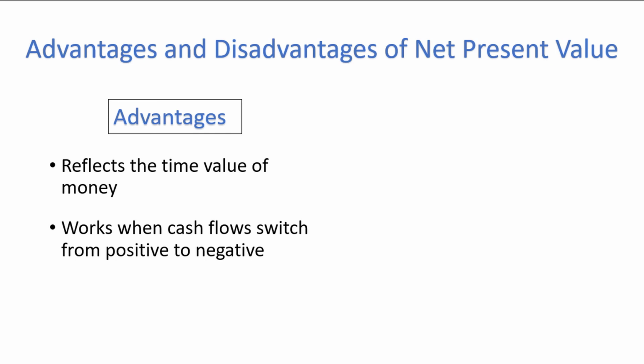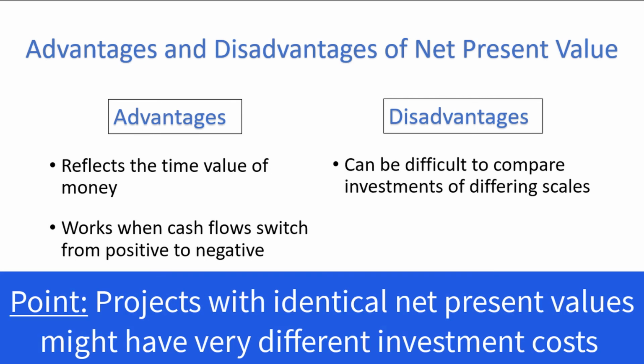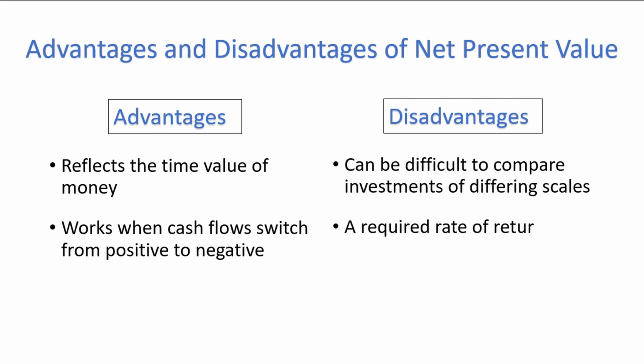For disadvantages, it can be difficult to compare investments of differing scales using net present value. For example, two projects both with a net present value of $2,000 shouldn't be judged as equal if one requires a $100,000 initial investment and the second only requires a $20,000 investment. The result of the net present value does not reflect the differences between these two investments. Also, a required rate of return must be determined to calculate net present value, which can sometimes be a difficult number to come up with.